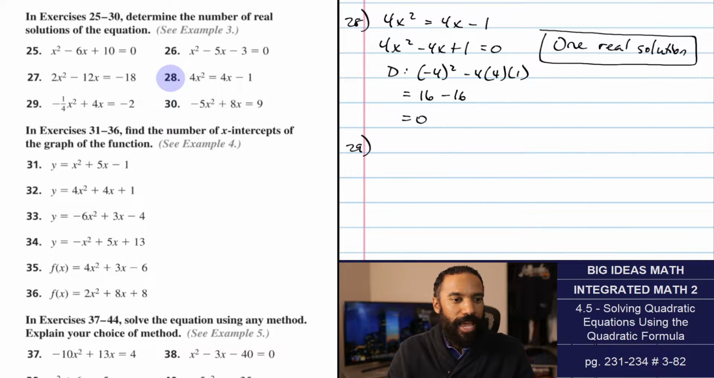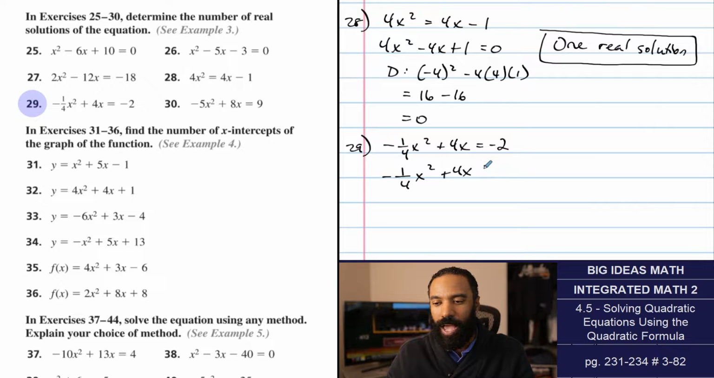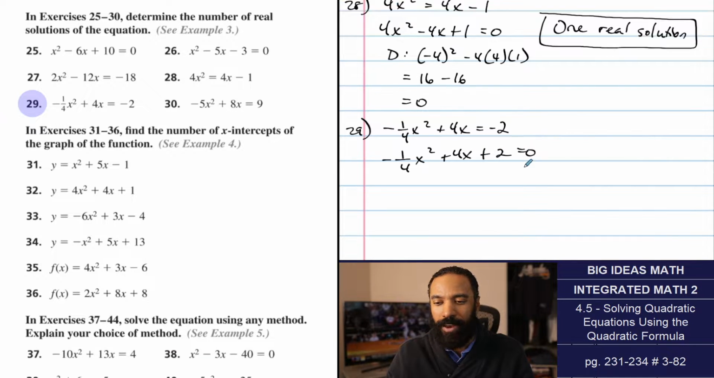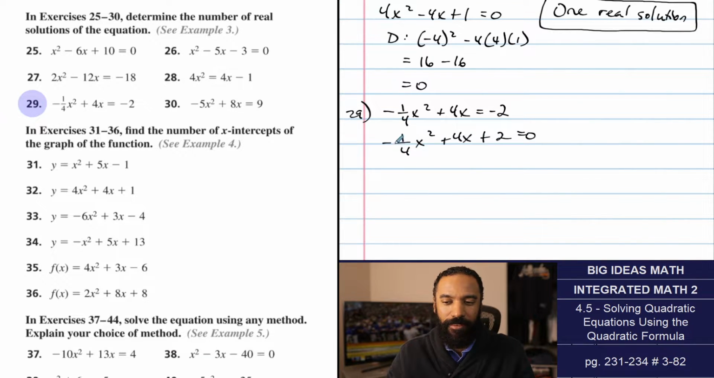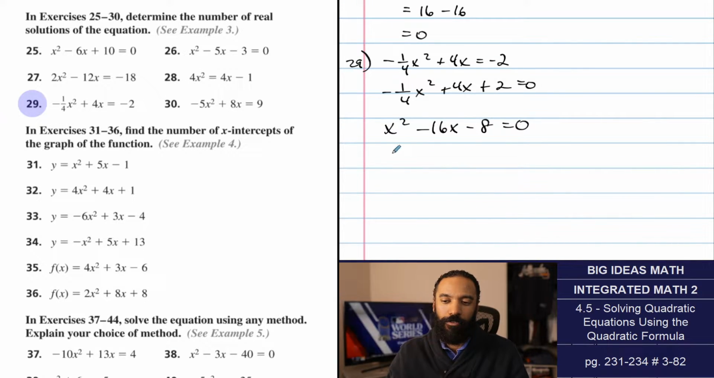So we got a fraction, and the a value is also negative. Not a fan. I'm going to go ahead and deal with that personally because I can. I could do that early on, but I'm going to add 2 to both sides. Now I'm going to multiply everything by negative 4. Make everything negative 4 times bigger. Turn this into x squared minus 16x minus 8. Not factorable. But let's go for that discriminant.